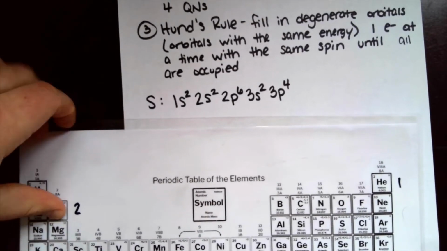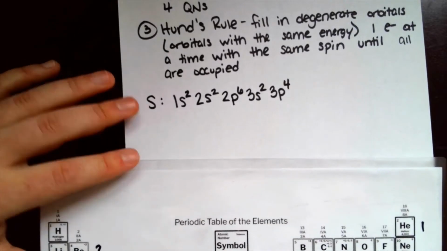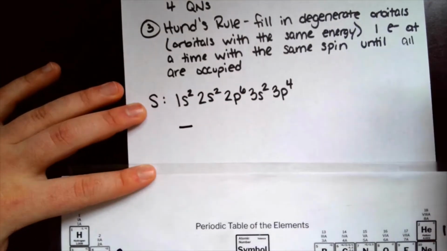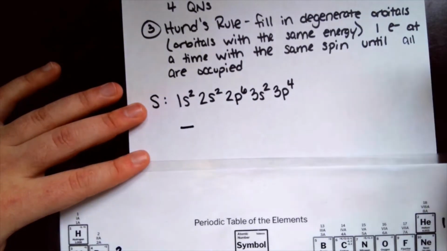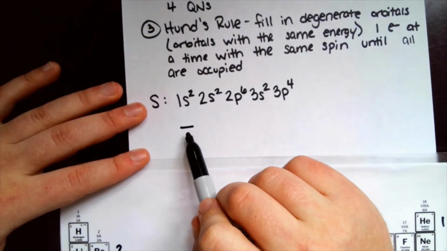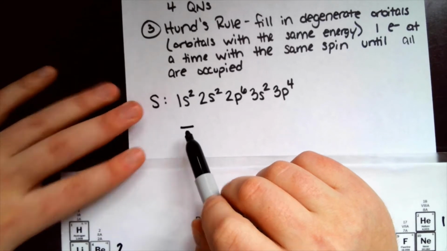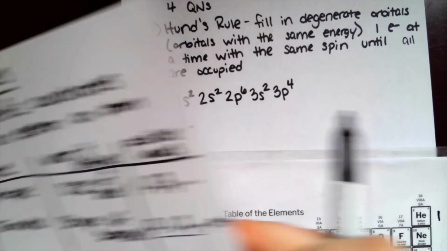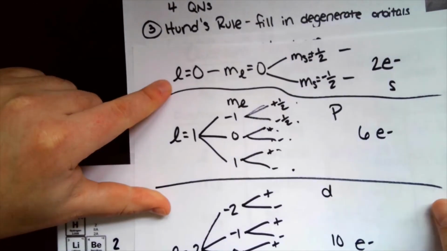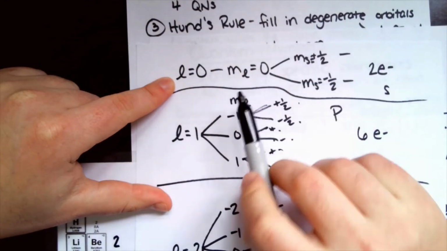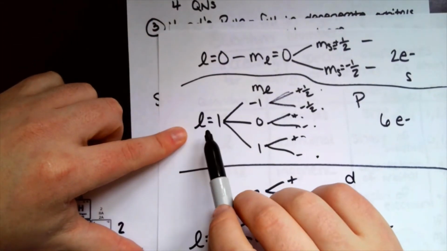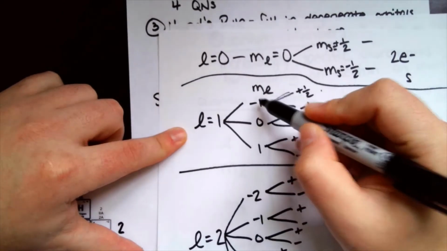Now another way we can write this is with, as I mentioned, the arrow notation. So we can use lines. Sometimes you'll see boxes. I prefer to use lines. Either one is fine. So a line represents an orbital. A couple videos ago, I talked about how in an s subshell, you can only have 1 orbital, so you only need 1 line. In a p subshell, you can have 3 orbitals.